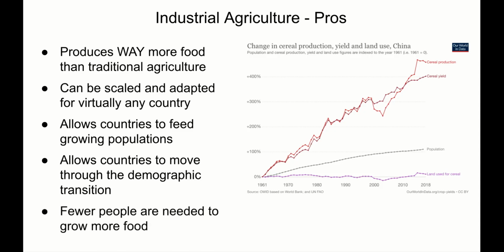Finally, fewer people are needed to grow more food. It's easier to grow more food. We don't need as many people to man our farms, and more people can move into what's considered white-collar jobs and out of agriculture. What about the cons of industrial agriculture?